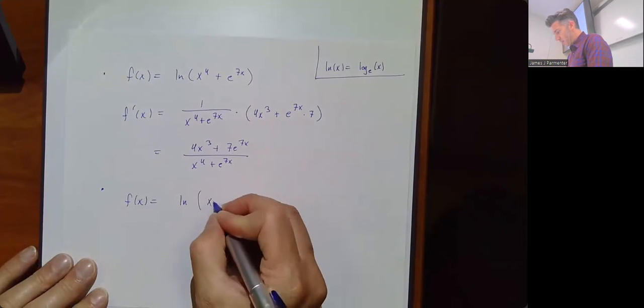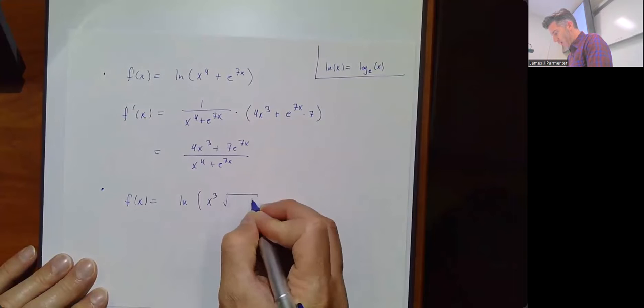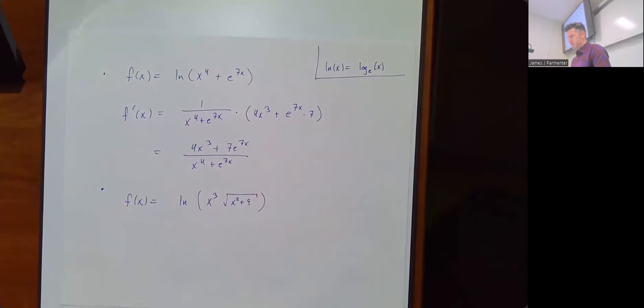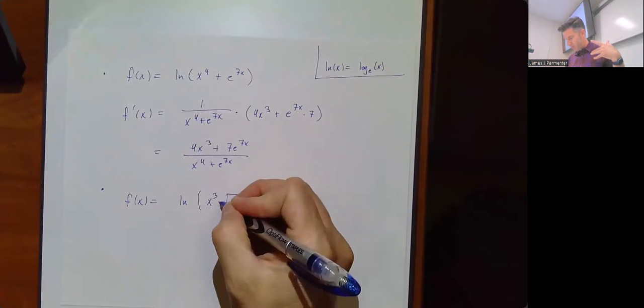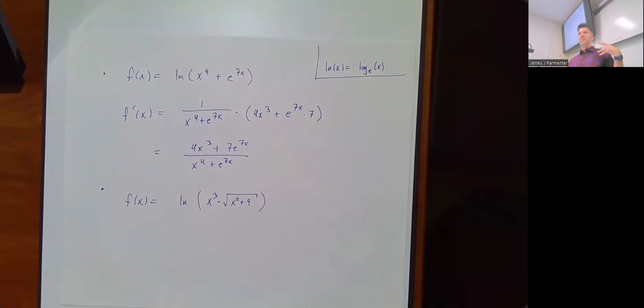Let's say I had x cubed times the square root of x squared plus 9. I could do it that way, right? I could be like, okay, it's going to be 1 over the stuff times the derivative of the stuff. But then for the derivative of the stuff, I have to use the product rule because it's x cubed times the square root of x squared plus 9. And I also have to use the chain rule. Seems like a lot of rules.